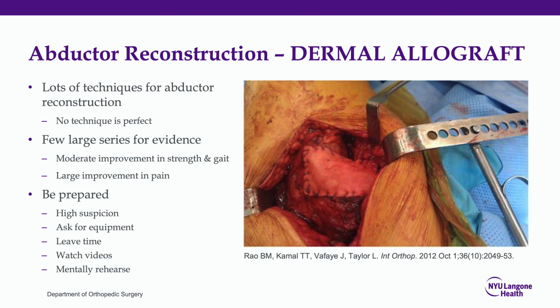There's lots of techniques, and whenever there's lots of techniques that have been described, that means that no technique is perfect. There's few large series for evidence, but most series that are published with one technique or another have shown moderate improvement in strength and gait, with larger improvements in pain. The bottom line is you need to be prepared. You have to have a high suspicion. You have to have the equipment necessary to repair the abductor if it's necessary. You have to leave time. You don't want to be rushing out of your revision to the next room and not spend the time that's necessary to address the abductor if that's the issue.